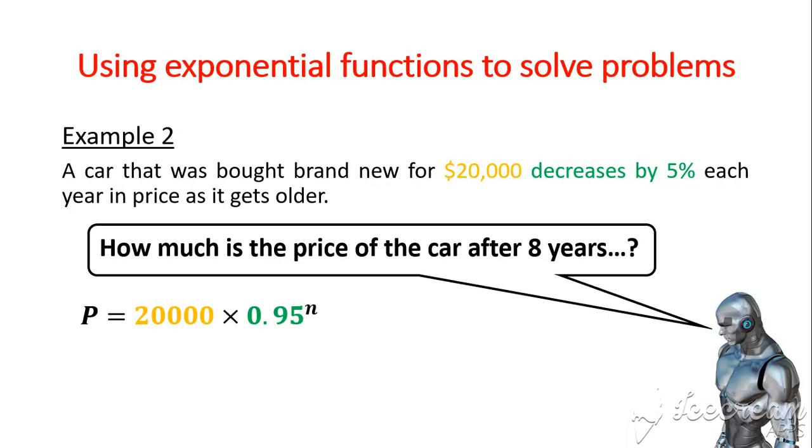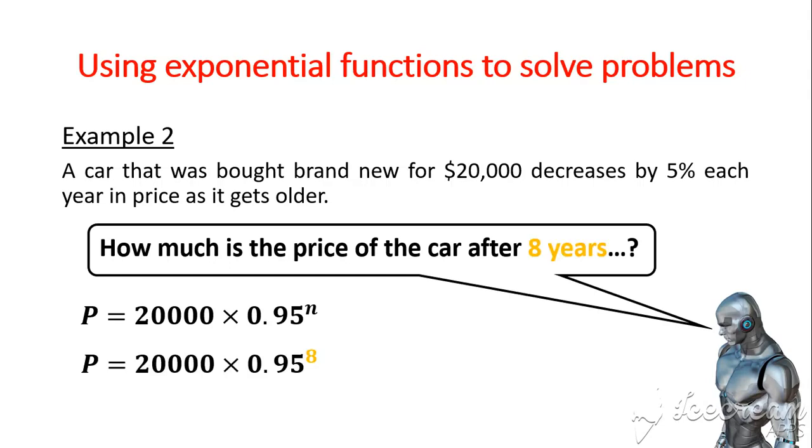Now, where did 0.95 come from? Well, think about if we have a car that's 100% and it decreases by 5%, then that means we've only got 95% left over. So the 0.95 means every year we're working out 95% of that current value. So now we've got the mathematical rule. Let's work out the price of the car after 8 years.